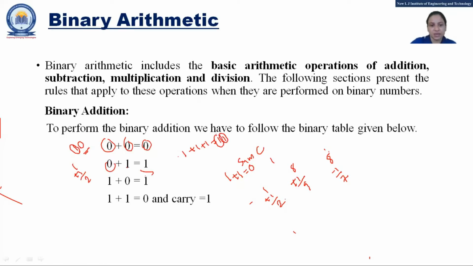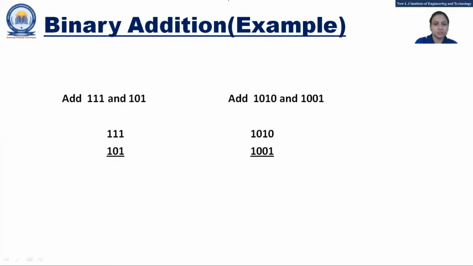Now let us look at some examples. The first one is 1 1 1 with 1 0 1, where 1 1 1 is our 7 and 1 0 1 is our 5. So 1 plus 1 is 0 with a carry, 1 plus 1 is 0 with a carry, 1 plus 1 plus 1 is 1 1. So this is our 1 1 0 0, and the answer is 12, the decimal equivalent of this binary number.